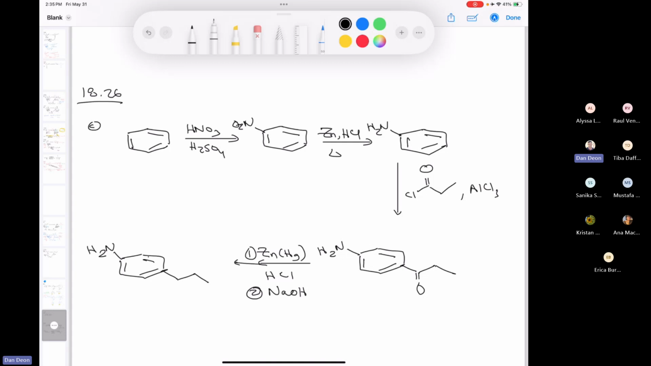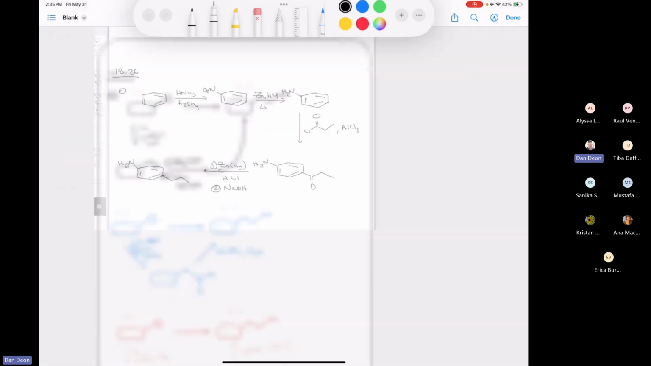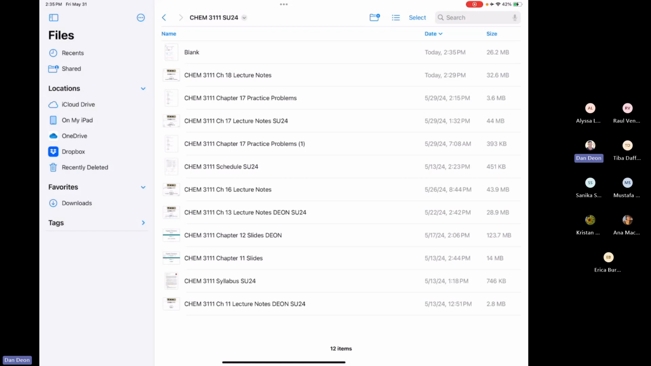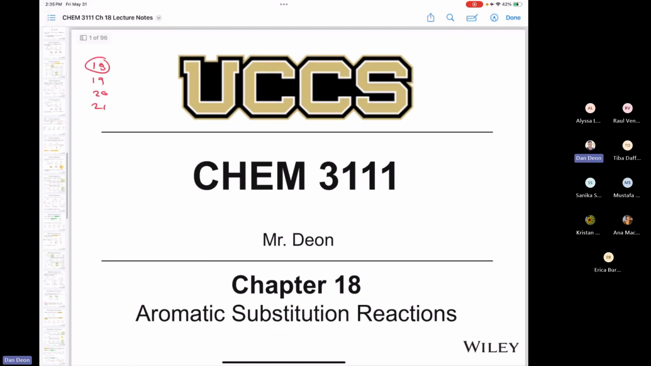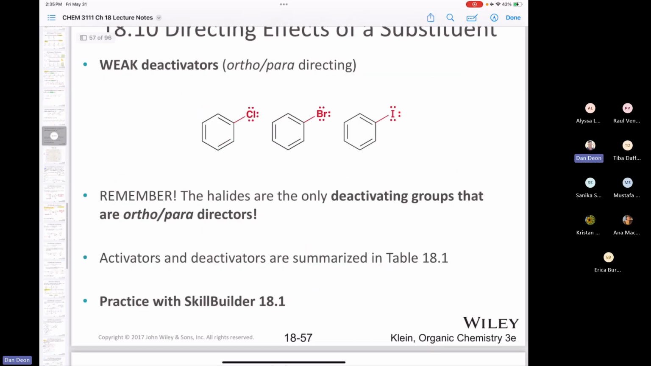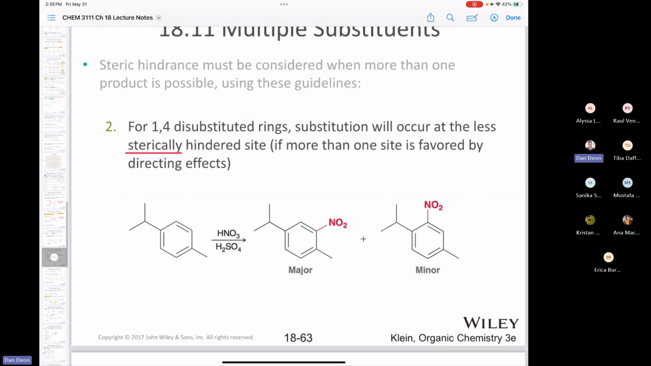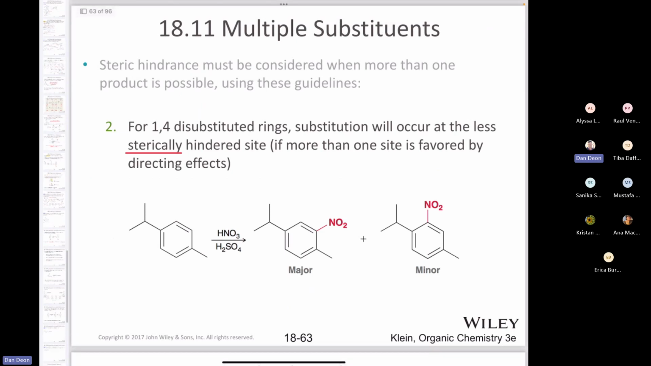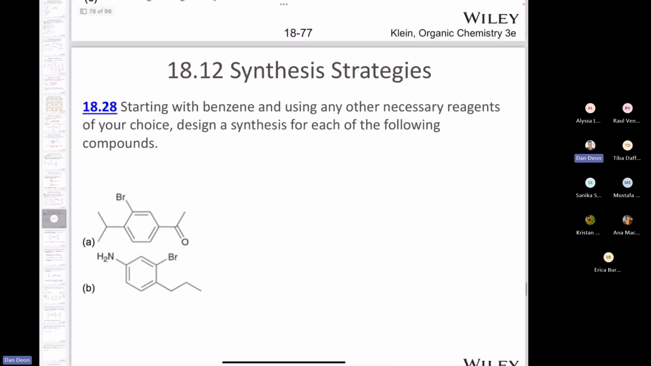So that covers all the questions in 18.26. Now, if we go back to the chapter slides, all the way down here. Oh, Mr. Dion, where were you? Oh, well, here we go. No, we covered that already. Sorry, here we go. 18.28.